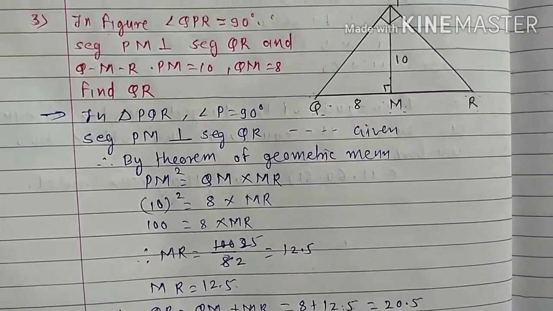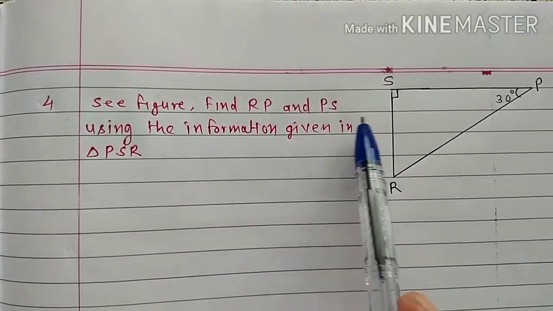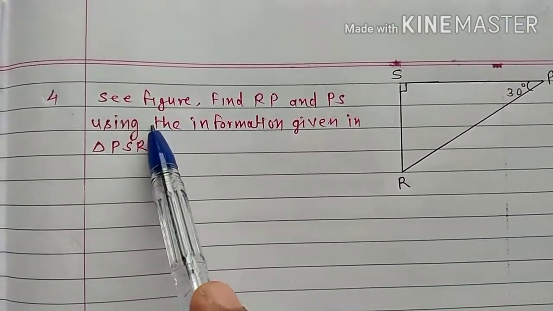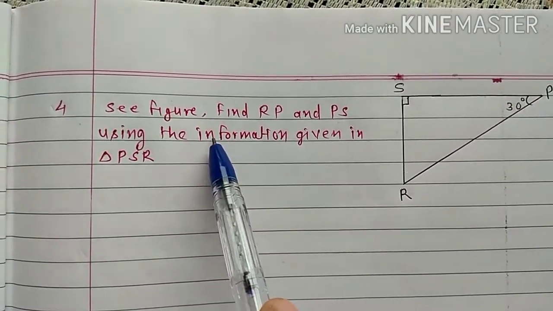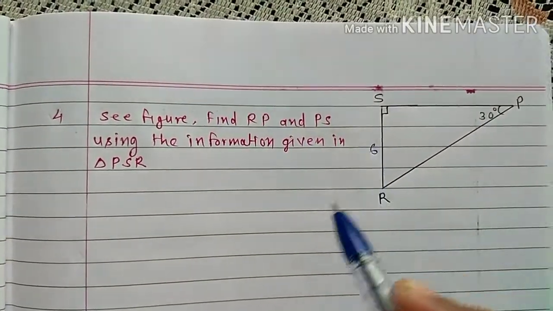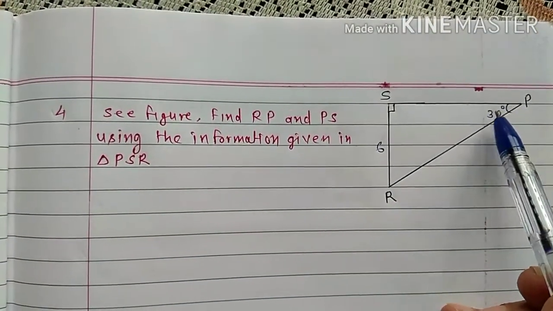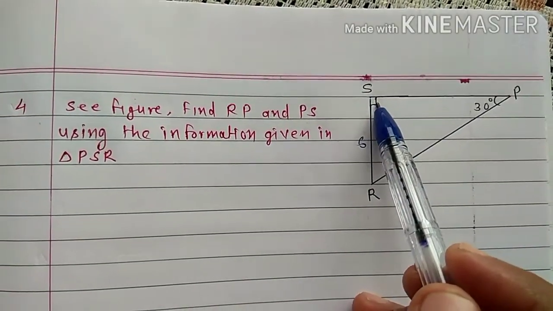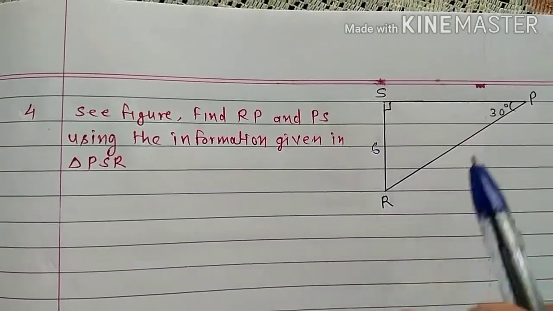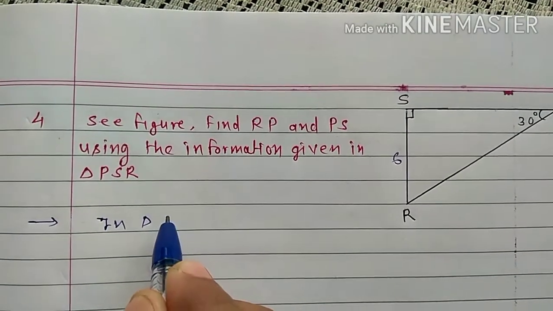Understood? So next, question number 4. See the figure, find RP and PS using the information given in triangle PSR. Here SR is equal to 6. In triangle PSR, angle P is equal to 30 degrees, angle S is 90 degrees. Then find RP and PS. So what is given in triangle PSR?